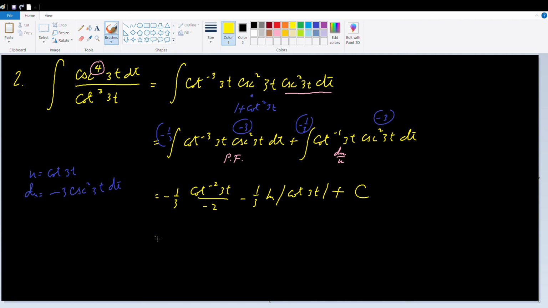We now write our final answer as negative 1/3 times negative 1/2 is positive 1 over 6. And cotangent to the negative 2 is 1 over cotangent squared. No? That is 1 over cotangent squared. And what is 1 over cotangent? That is equivalent to tangent squared of 3t minus 1/3 ln of the absolute value of cotangent 3t plus c. So that is our final answer.